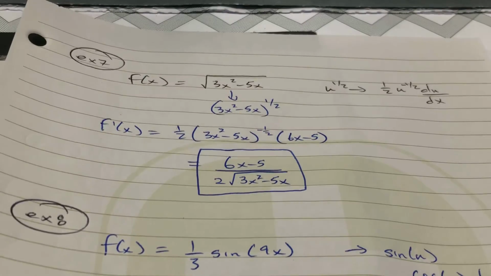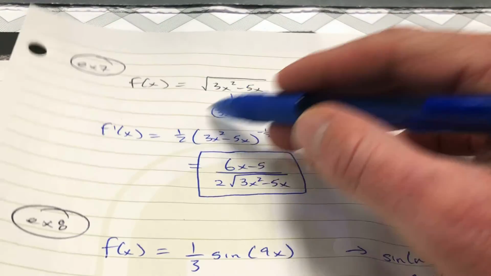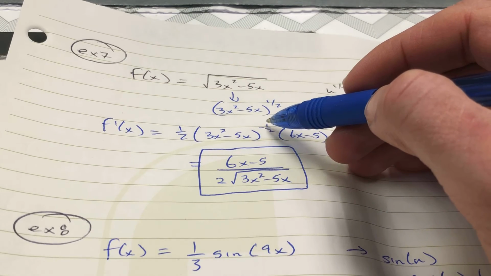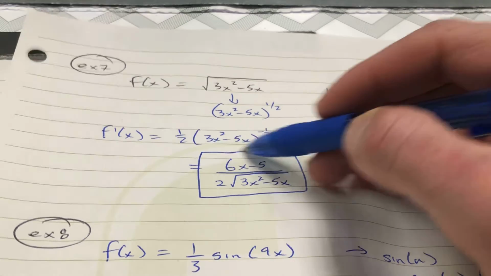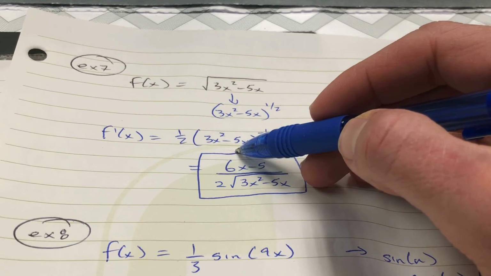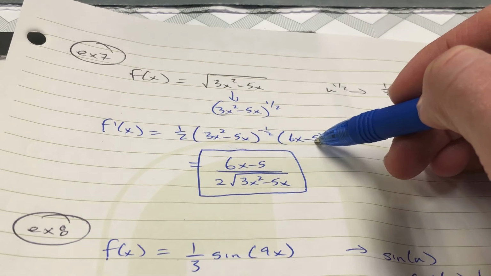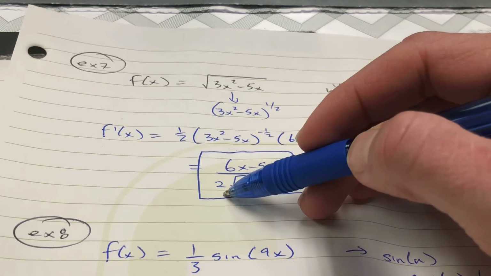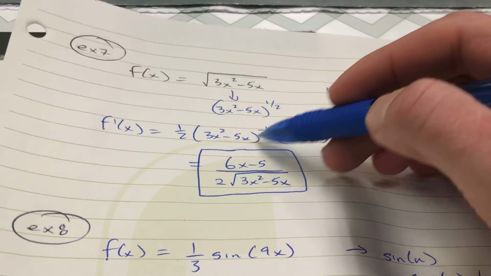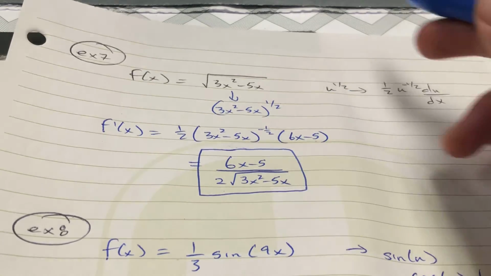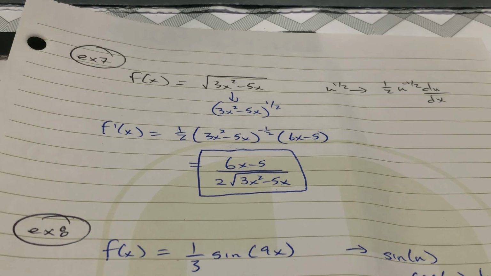So f prime of x is 1/2 u to the 1 power less times the derivative of u with respect to x. The derivative of 3x squared minus 5x would be 6x minus 5. 6x minus 5 stays up top. 1 over 2 puts the 2 in the denominator. This to the negative 1/2 power would mean the square root of this is in the denominator. That's how that cleans up.